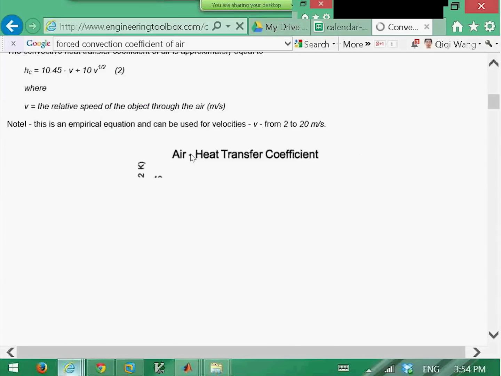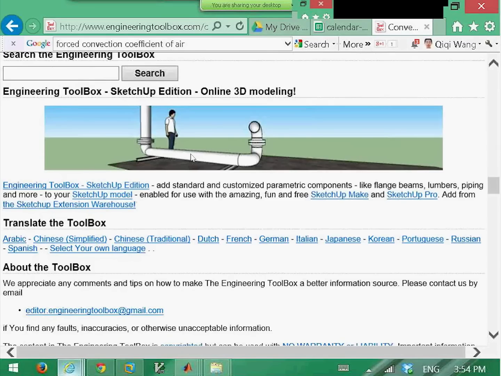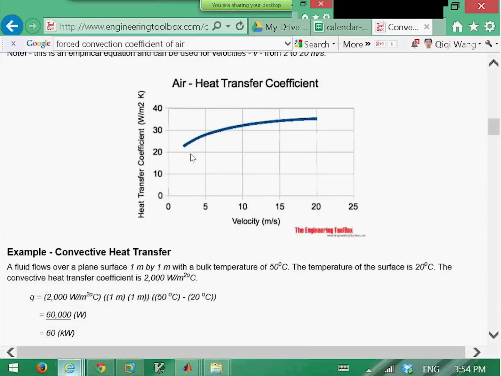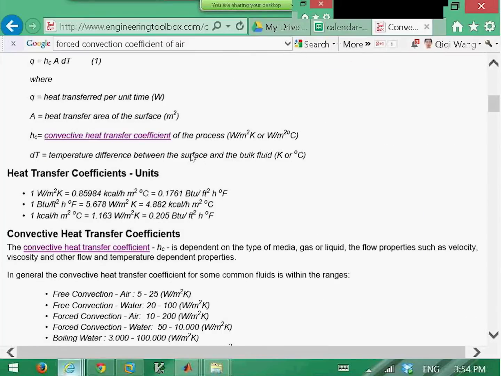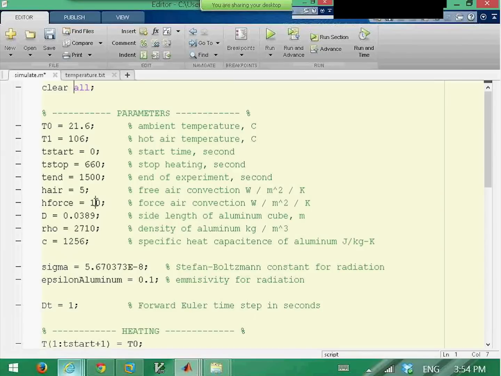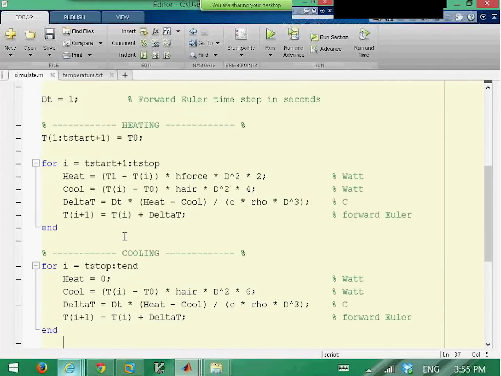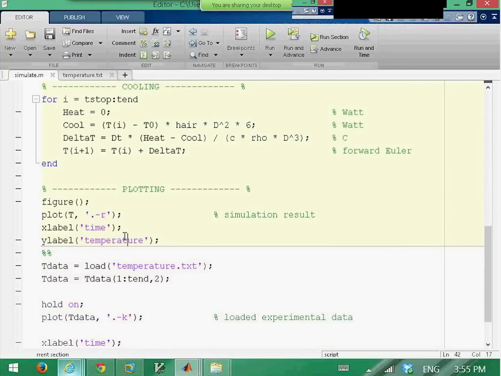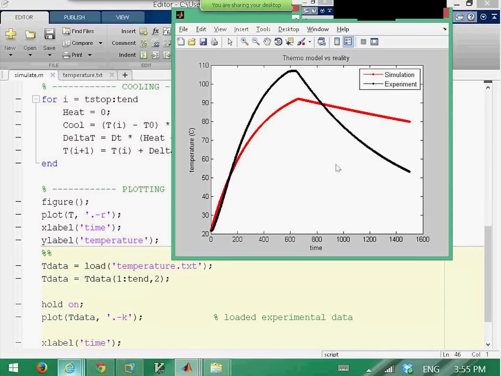Engineering Toolbox. Is it this one? Yes, forced convection of air. It goes all the way from 10 to 200. And here I'm actually putting the lower bound. If I put something like 200 and do the simulation again, and do the experiment again, this is what I got.